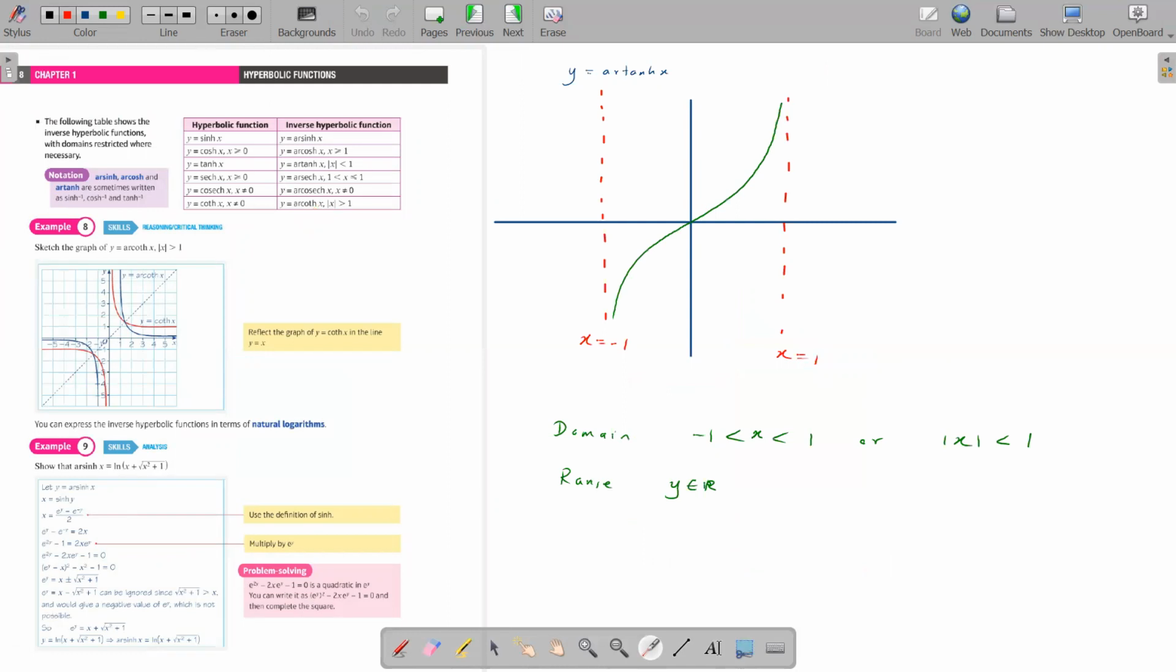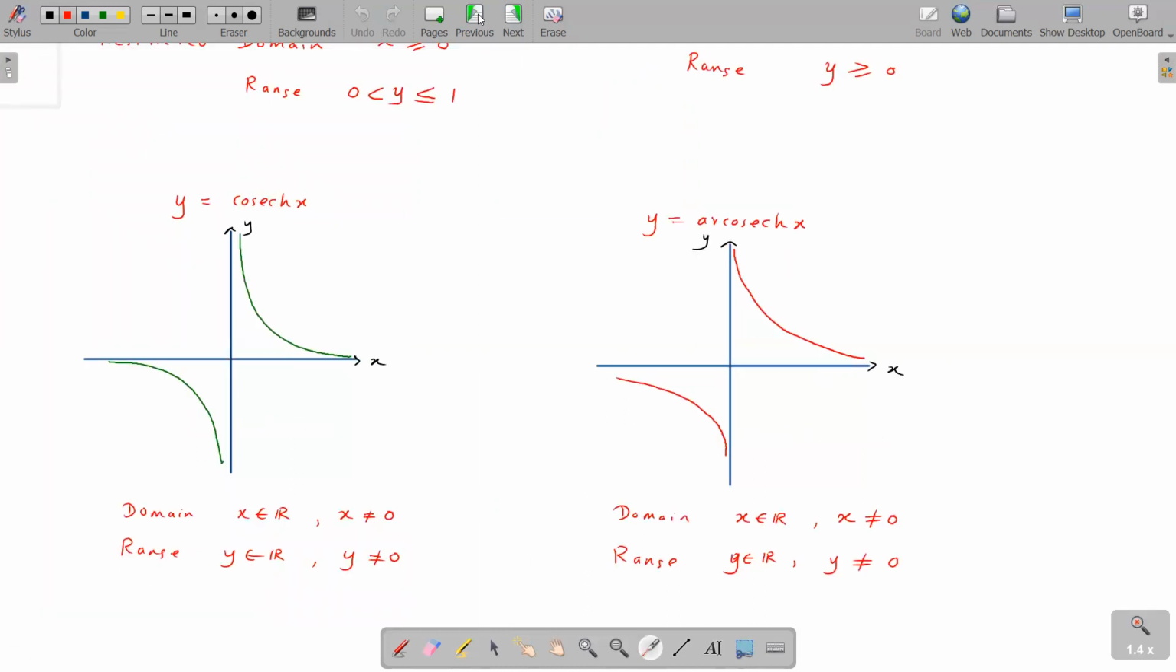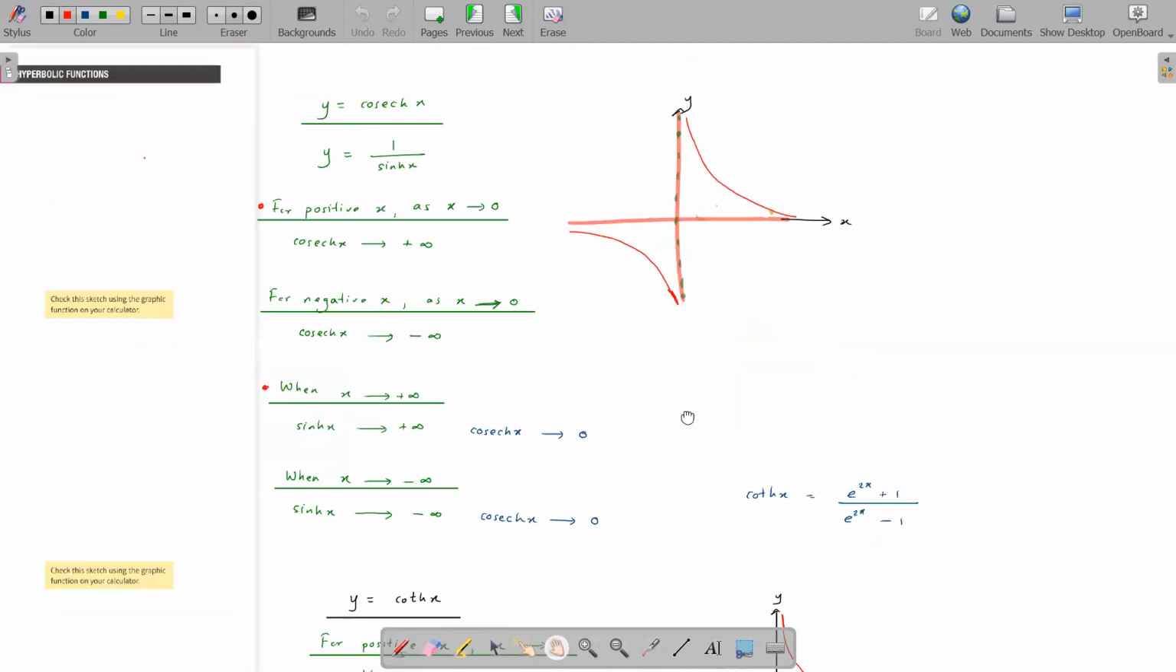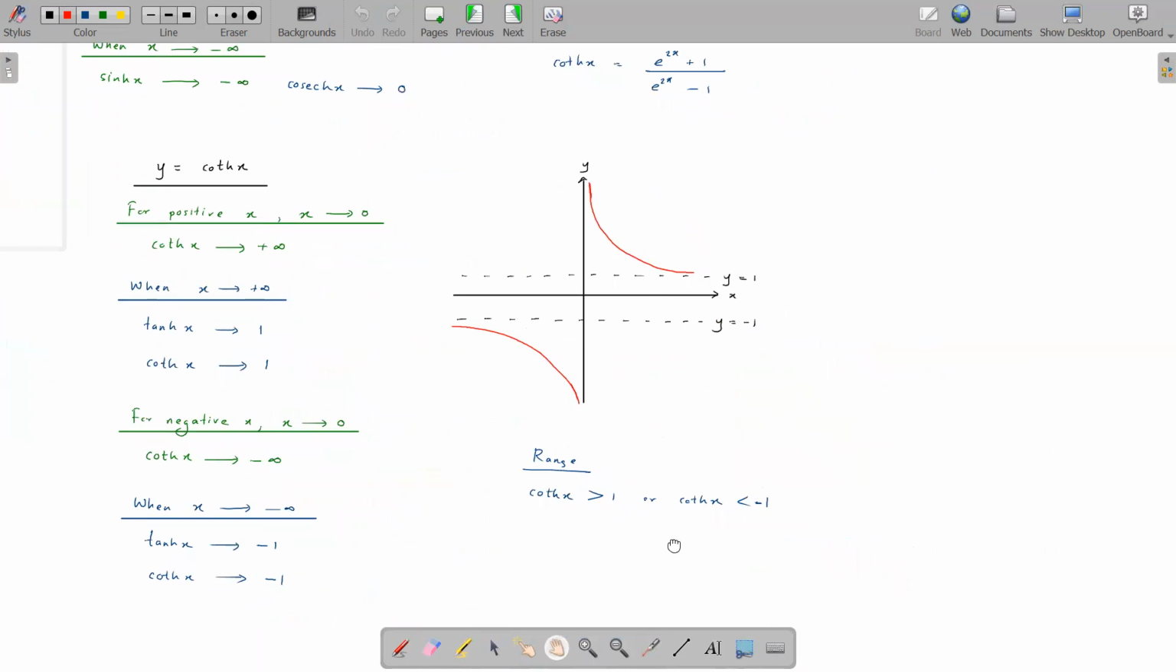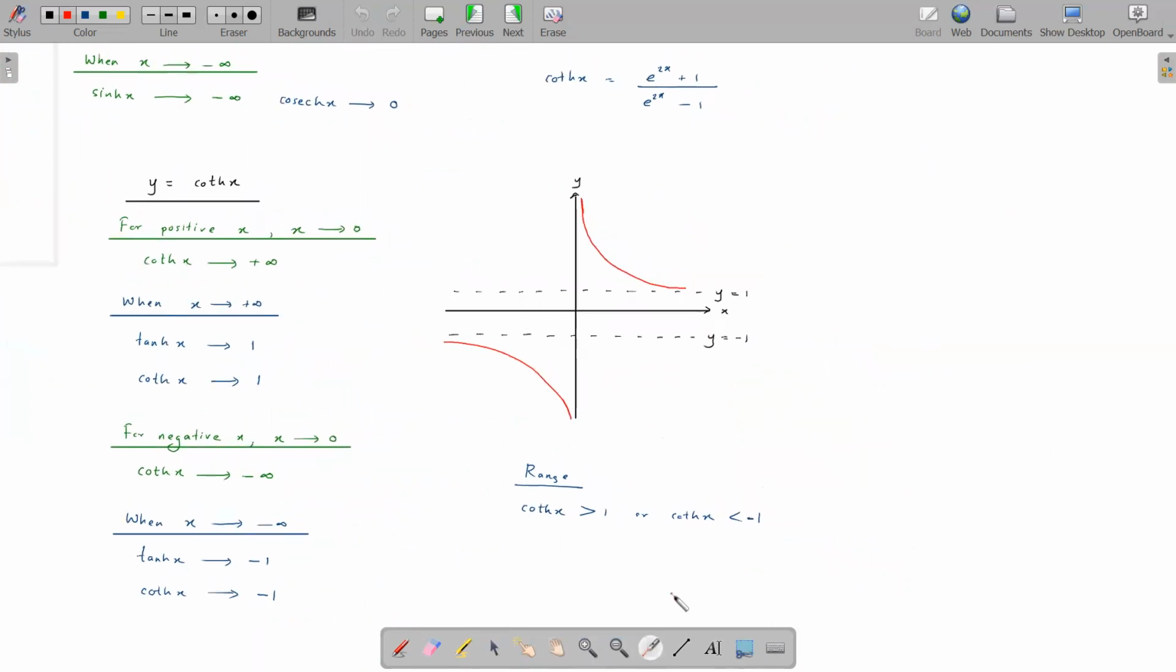So R cortex, we already have discussed the cortex graph, right, guys? You can see we discussed what happens when x reaches positive infinity, negative infinity, and zero. You saw the cortex graph's y values are always greater than 1 or smaller than -1, right, guys? So these were the things we learned about the cortex graph. Now let's see what happens when we go for the inverse.